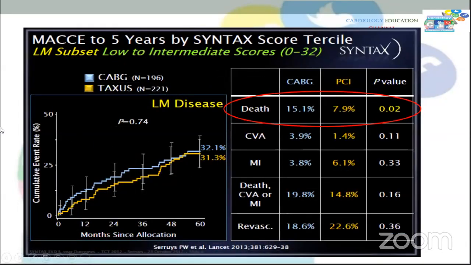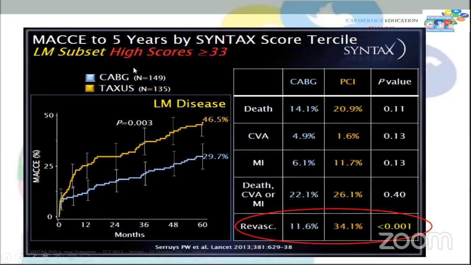Okay, if we divide those patients according to the SYNTAX score, we get the low and intermediate scores, the first and second tertiles. And as you see here, the death is 8% in the PCI versus 15% in the CABG, with a significant p-value. But if you move here to the higher scores, more than 33, as you can see here, the cumulative event is 46.5% in the PCI versus only nearly 30% in the CABG, and the repeated revascularization is threefold, 34.1 in the PCI versus 11.6 in the CABG, of high significance.